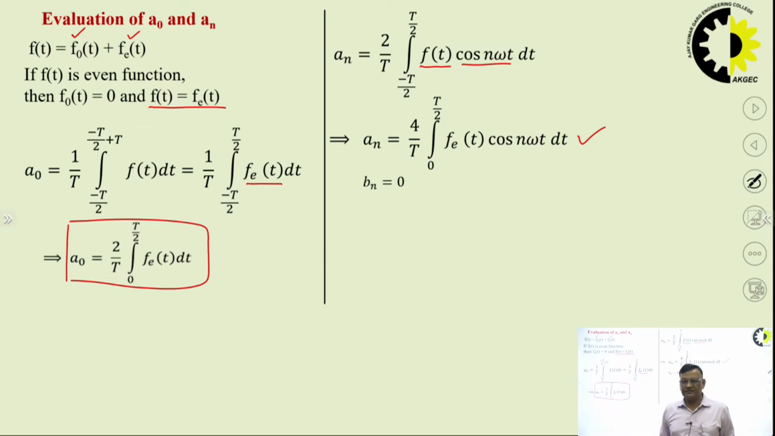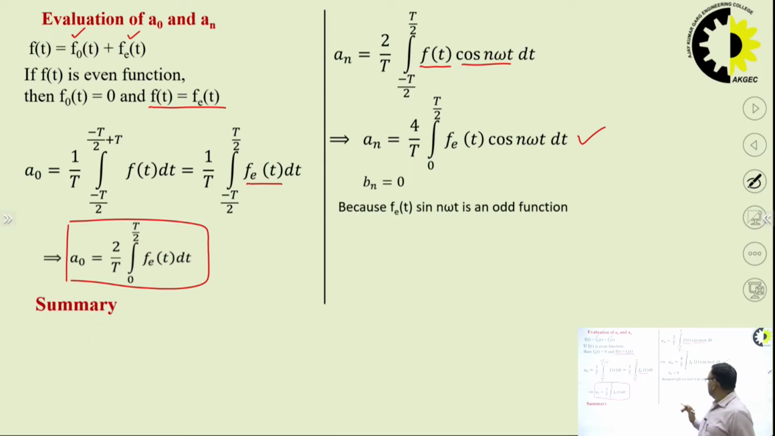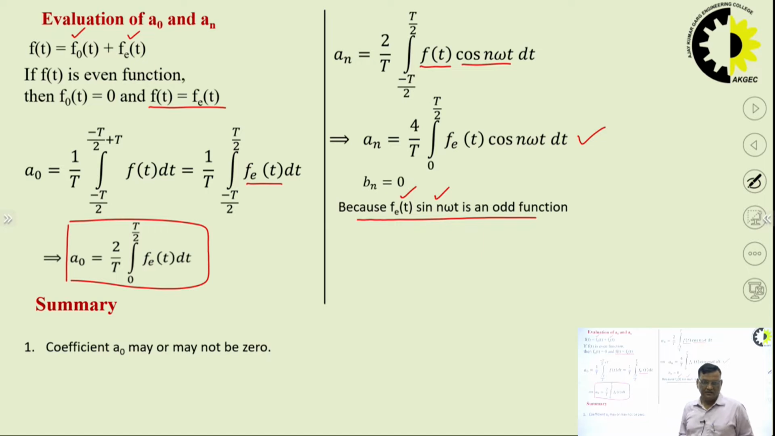So this is the expression for An, this is the expression for A0, and by the nature of even symmetry Bn is 0, because if it is an even function, the sine function is an odd function. So multiplying even with odd, we get an odd function. So Bn is 0. So in summary, the coefficient A0 may or may not be 0. It can be 0. You have to just check.